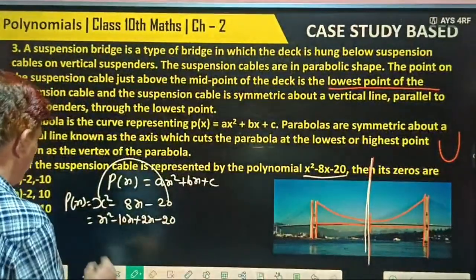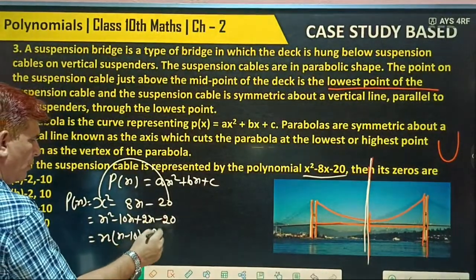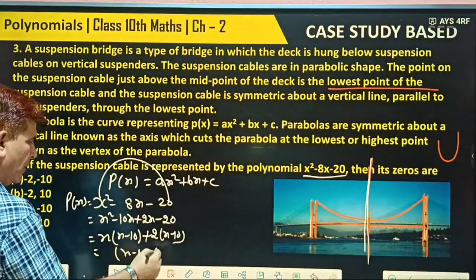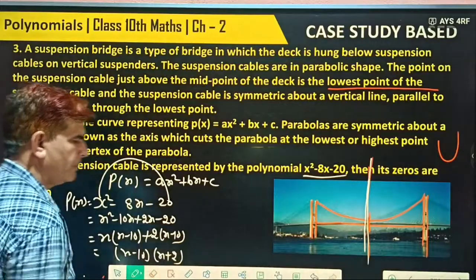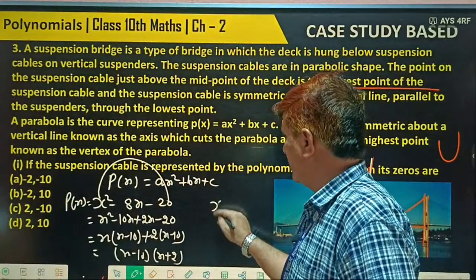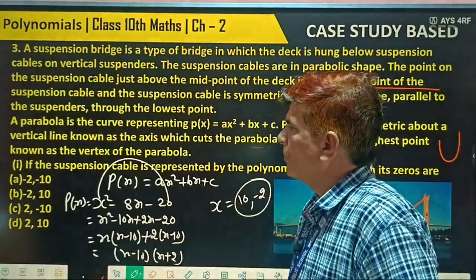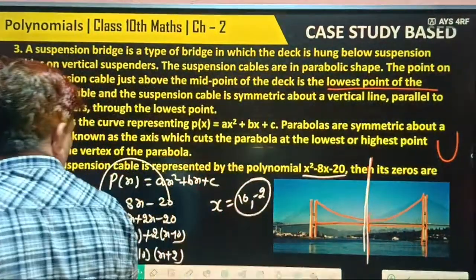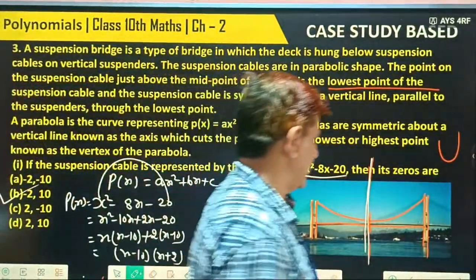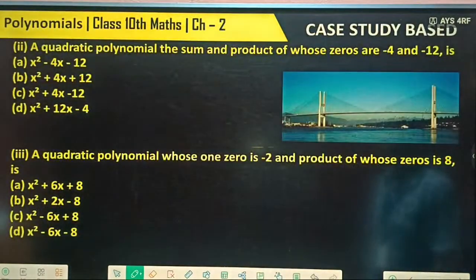So what's common here? We can take x as common: x (x minus 10) plus 2 (x minus 10) taking common. So how can you write? (x minus 10) and (x plus 2). So what's the value of x? x equal to 10 and minus 2. So what are its zeros? 10 and minus 2. So we can say minus 2 and 10 are the zeros of this quadratic polynomial.